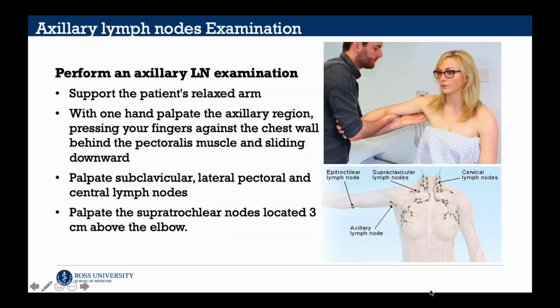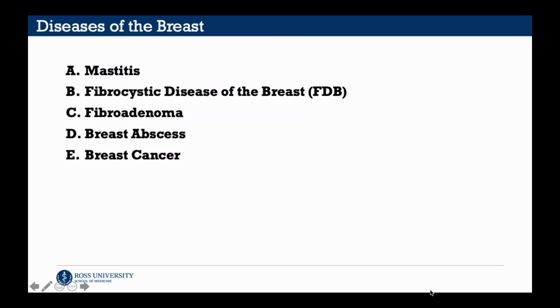The last component of breast exam is axillary lymph node examination. To do so, you will support the patient's relaxed arm. With one hand, palpate the axillary region, pressing your finger against the chest wall behind the pectoralis muscle and sliding downward. Palpate subclavicular, lateral pectoral, and central lymph nodes. Then palpate the supratrochlear nodes located 3 centimeters above the elbow. This is the end of breast exam.